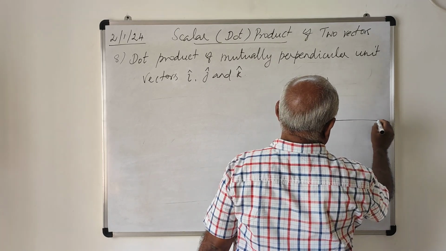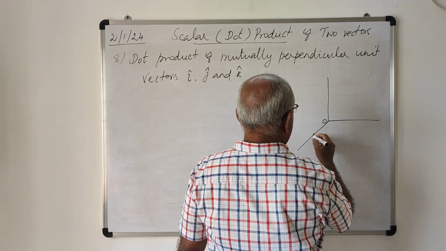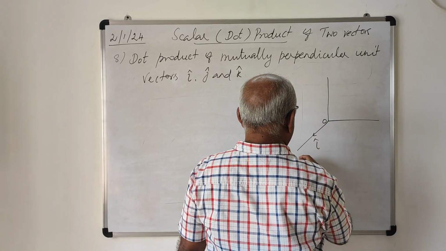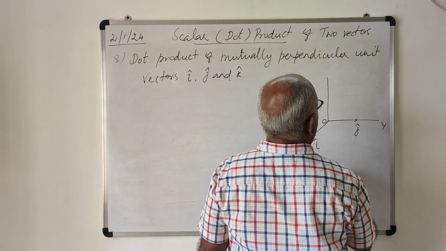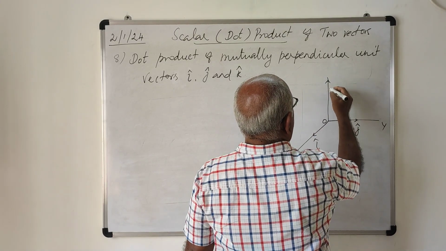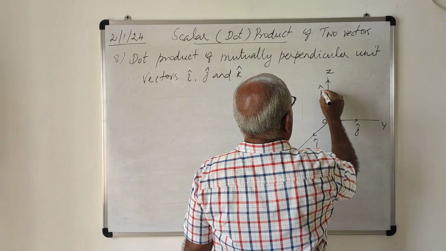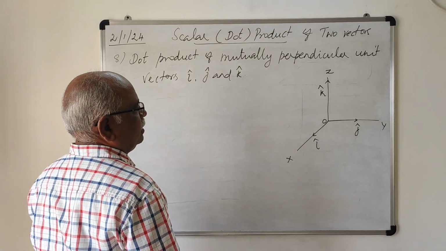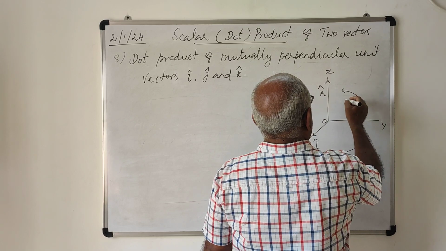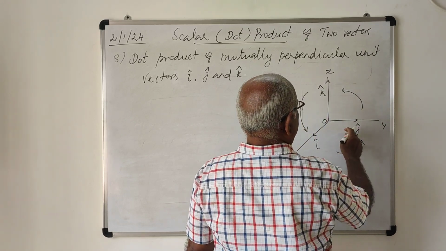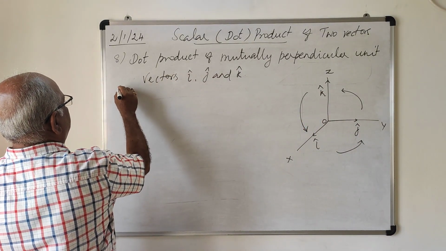You know, I, J, K vectors are mutually perpendicular. I is a vector acting along the direction of the x-axis. J is a unit vector acting along the direction of the y-axis OY, and K is the unit vector acting along the direction of the Z axis. So you consider in the anticlockwise direction I dot J, J dot K, K dot I. Like that you have to consider. What is I dot J?